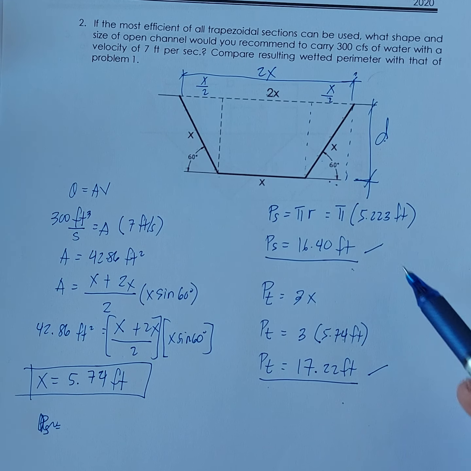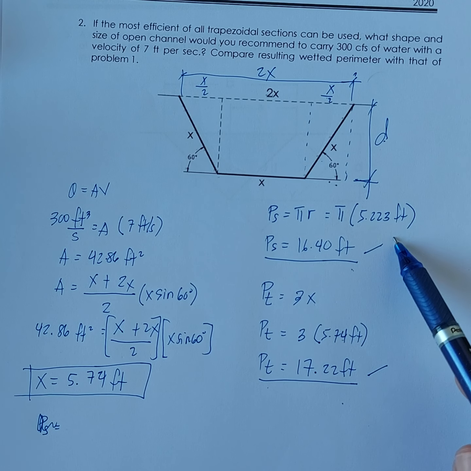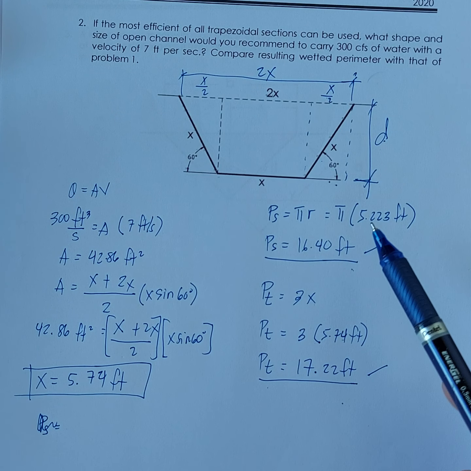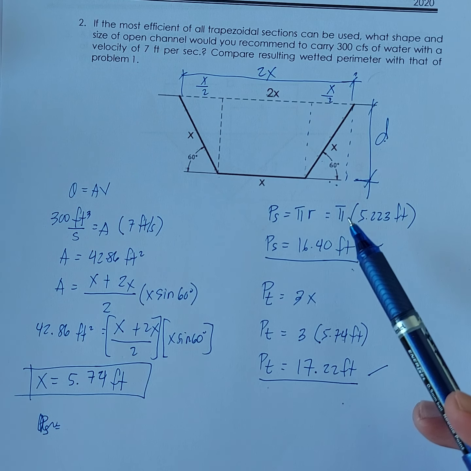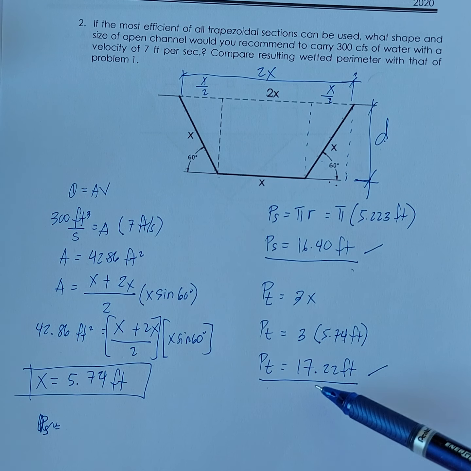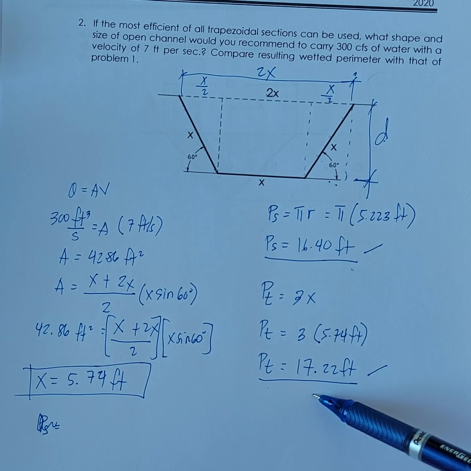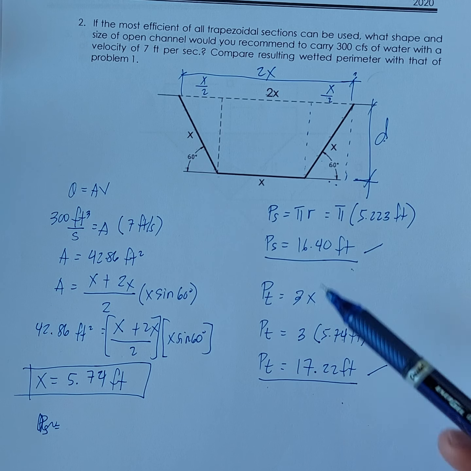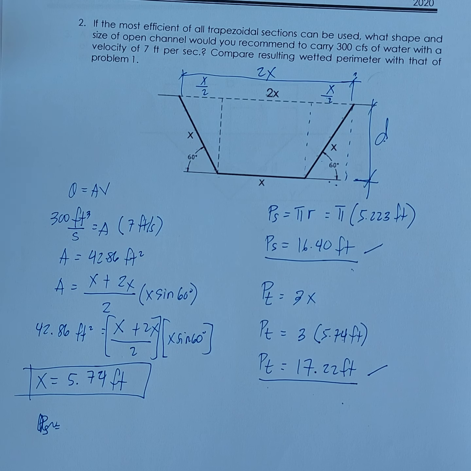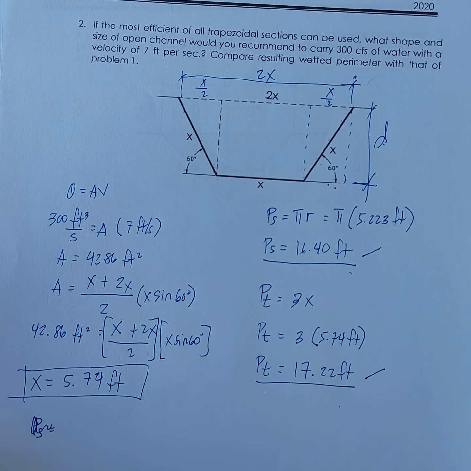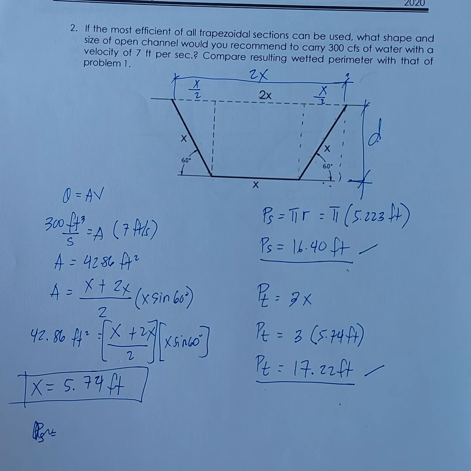Okay? So, ito yung defense. So, the most efficient, of course, is the semicircle. Trapezoid, ito yung sa trapezoid. Mas malaki ang kailangan mong perimeter compared dun sa may semicircle. Okay? That's it. So, we'll solve the other problems in a separate video na lang.